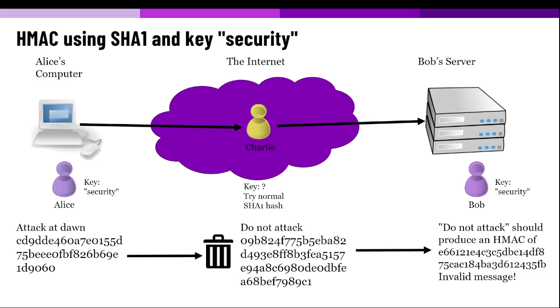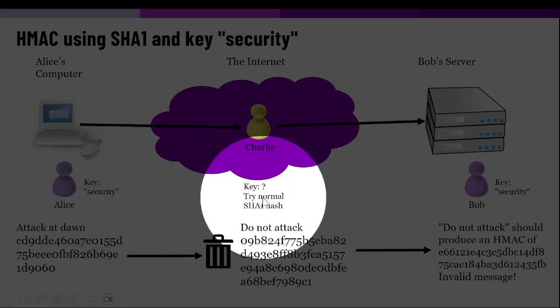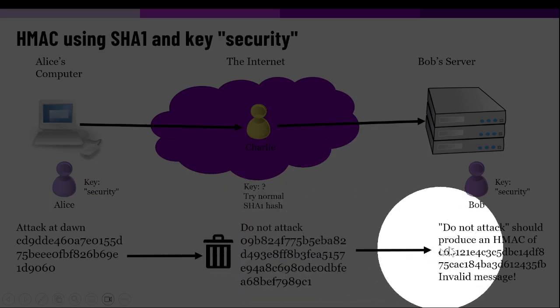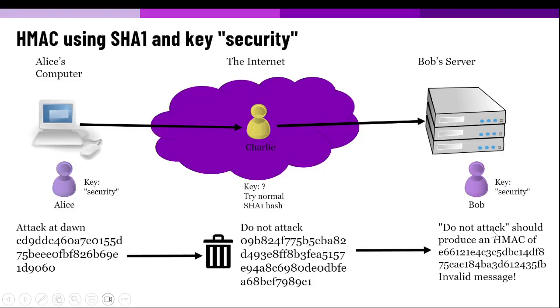So they create a new key, and they just try a normal SHA-1 hash, "do not attack", and they send that hash to Bob. Bob goes, there was supposed to be a key here. He hashes this and says, this is an invalid message. And this is how this is supposed to work.